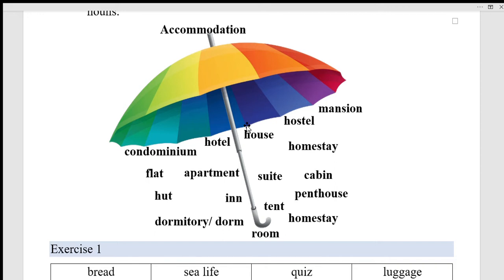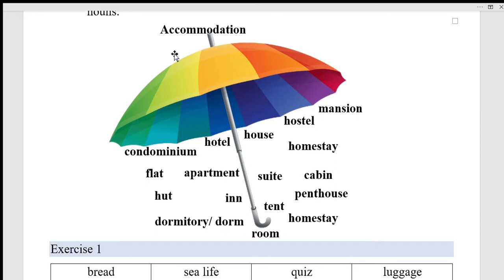Untuk yang uncountable, okay, seperti accommodation, kita tak boleh letak a atau an di depan. Contohnya, kalau kita tulis an accommodation, salah. Sebab accommodation itu uncountable. So tak boleh letak a atau an di depan. Now look at the examples, okay? Contoh-contoh accommodation, kita ada condominium. Okay, untuk countable, kita boleh letak a atau an di depan.